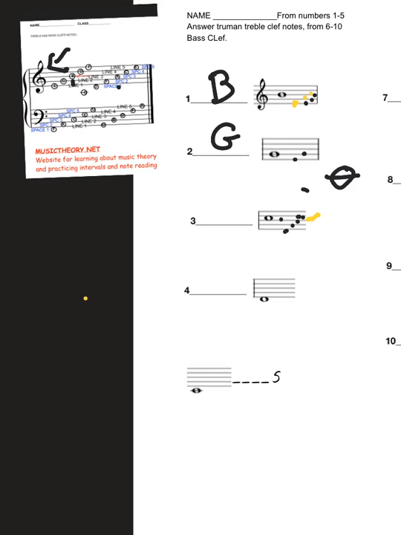Espacio 4. 1, 2, 3, 4. That's a C. Okay. Number 4. That note. What note is that? Is that a space note or a line note? Treble clef, space 1 here. Okay. That is a D.